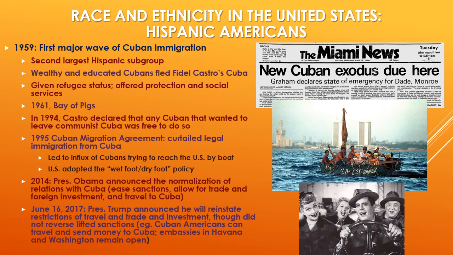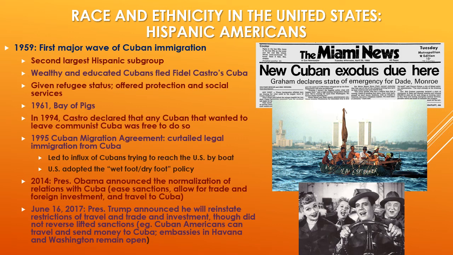So we'll focus on Cuban immigrants here on this slide. The first major wave of Cuban immigration to the U.S. began in 1959. Cuban Americans are the second largest Hispanic American subgroup behind Mexicans. When Fidel Castro took power after ousting President Batista, many of the wealthy and educated people from Cuba fled to the United States, were given refugee status, offered protection, and social services.